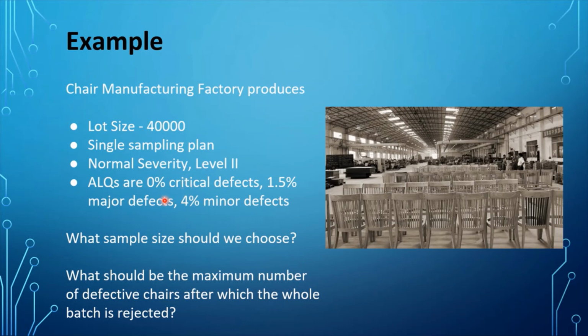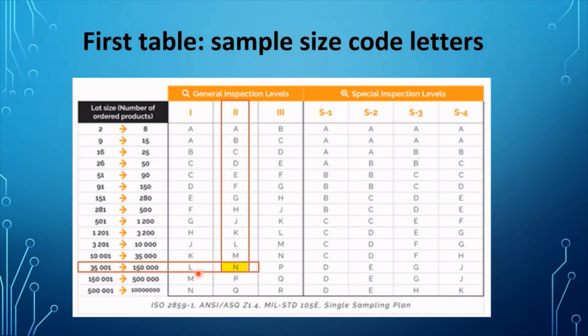The AQLs that both the buyer and supplier agree on are as follows: 0% critical defects, 1.5% major defects, and 4% minor defects. These questions can be answered by AQL tables. They are the statistical tools for product inspections. They are an industry standard.